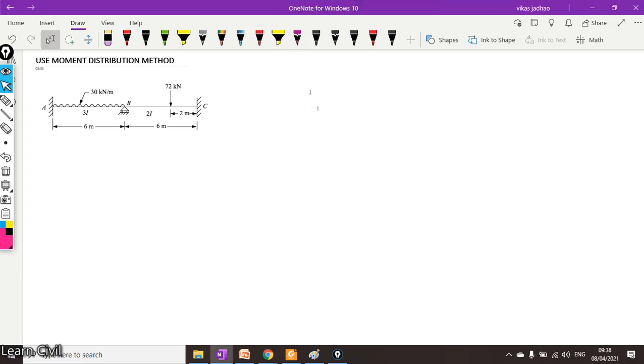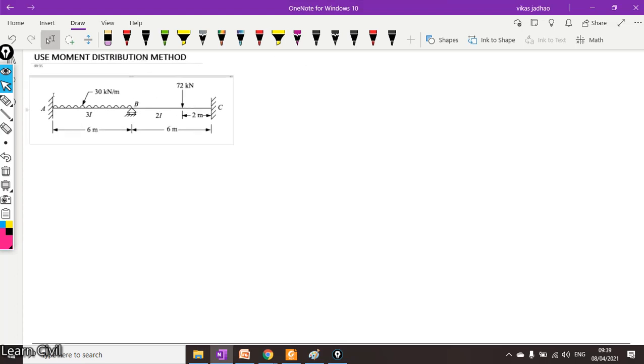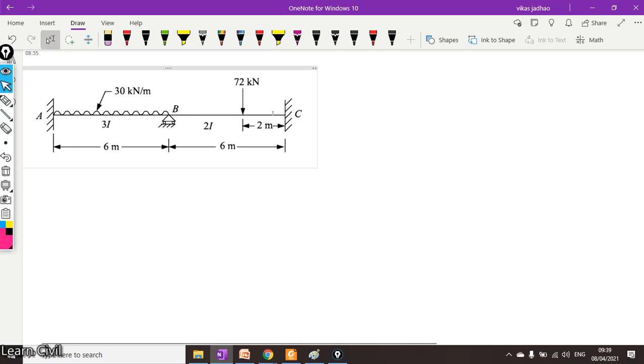Okay, this is the problem which we have to solve by using the moment distribution method. A continuous beam is given here, as shown in the figure. We have support A as a fixed support. Span AB is subjected to a uniformly distributed load of 30 kilonewton per meter.